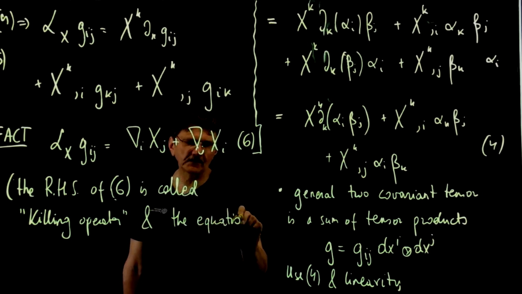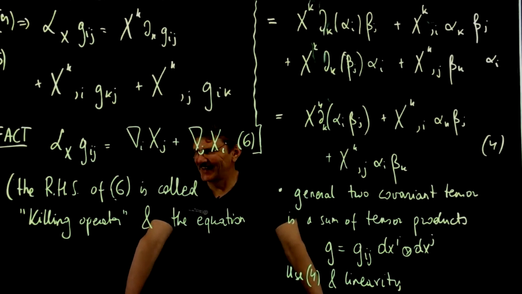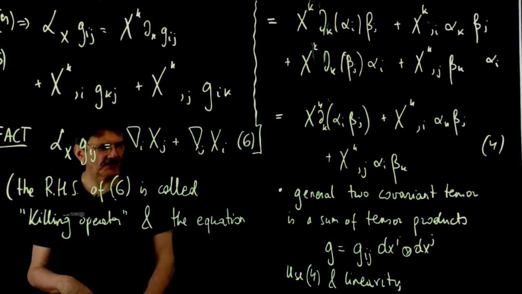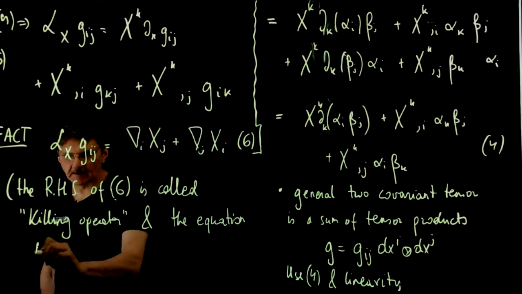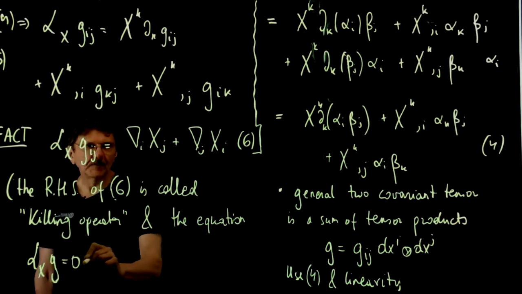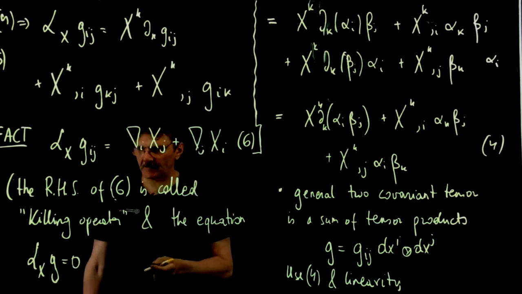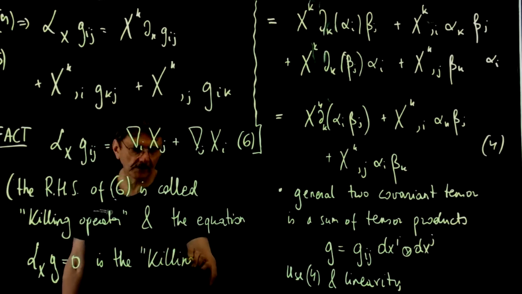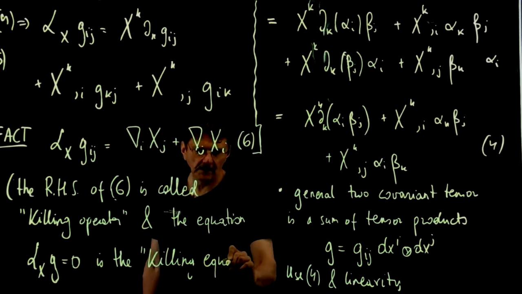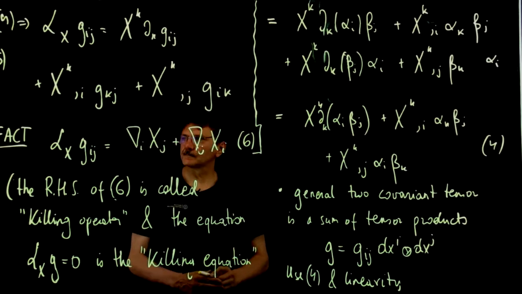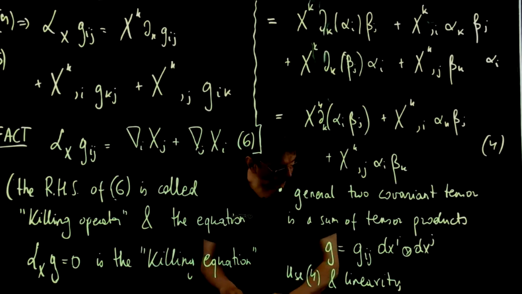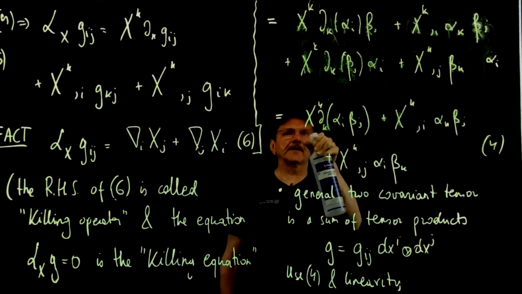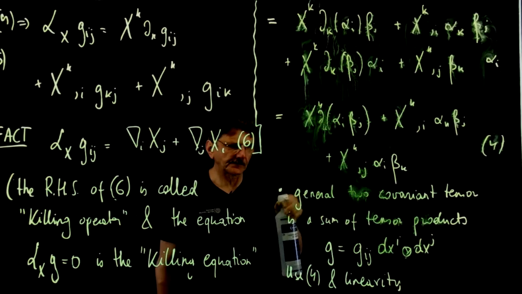And Killing has nothing to do with some murderous plans, but it's just the name of the gentleman who studied this equation intensively for the first time. And the equation Lx g equals 0, which is the same as the symmetric part of the covariant derivative of x, is called the Killing equation. And I think you've already seen this equation in the tutorials. Well, this equation 6 is very easy to prove by going to adapted coordinates.